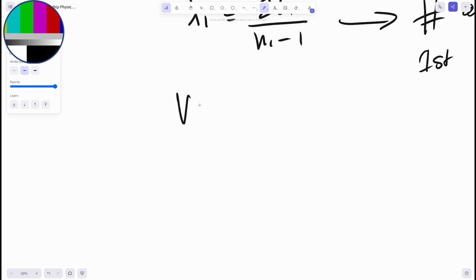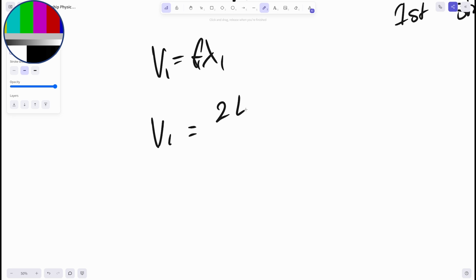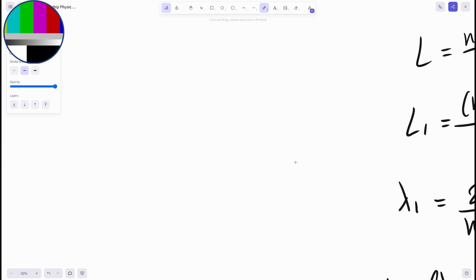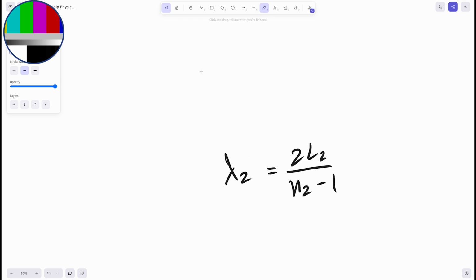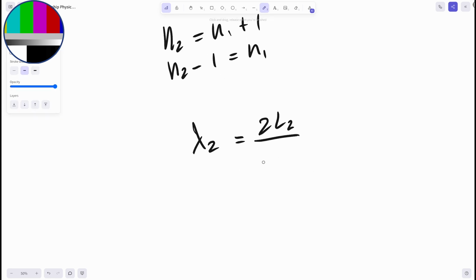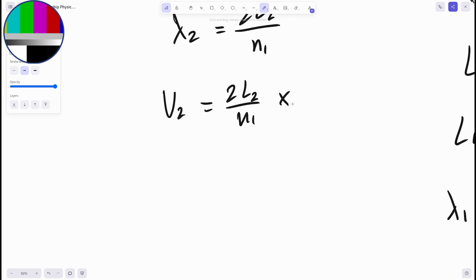And so therefore, as V is equal to F lambda, our V1 is going to be equal to F1 lambda 1. And so our V1 is equal to 2L1 all over N1 minus 1 times our F1. Now we can do the same process for our second string. Our wavelength in the second string is equal to 2L2 all over N2 minus 1. Now again, as our N2 is equal to N1 plus 1, N2 minus 1 is equal to N1. So we can make that substitution right here. And therefore our V2 is equal to 2L2 all over N1 times our F2.